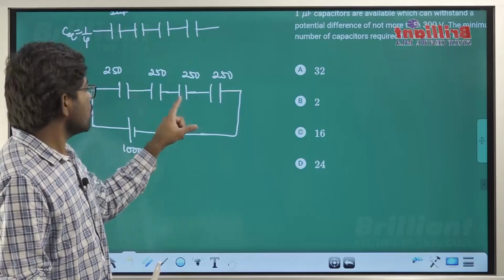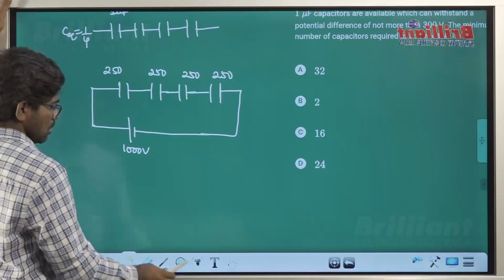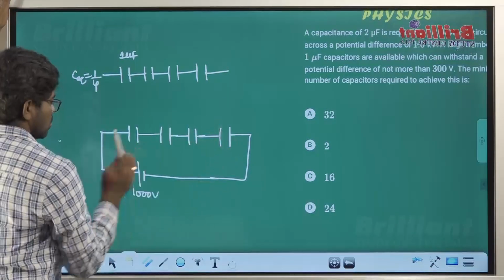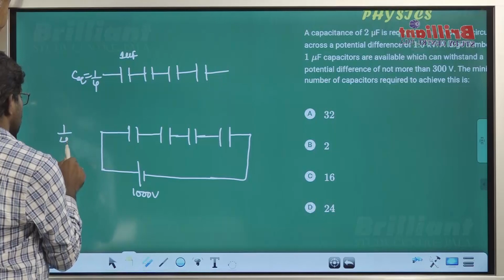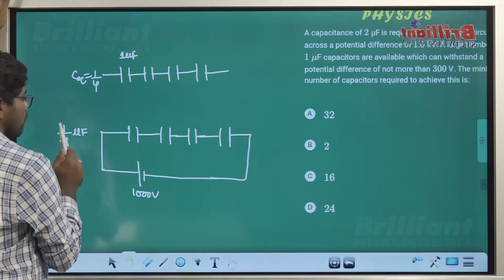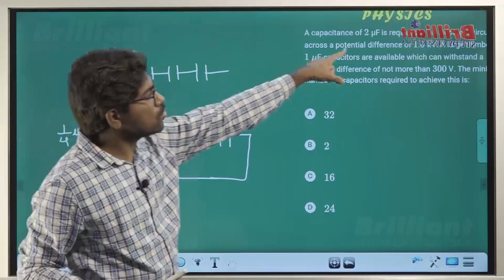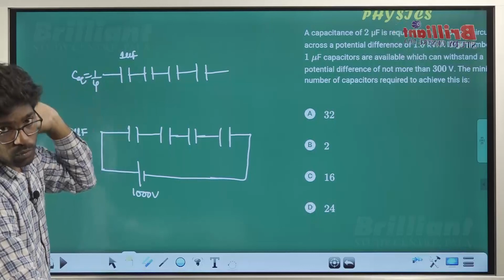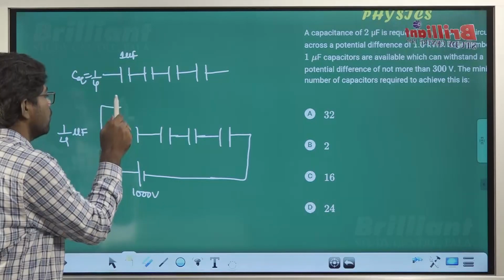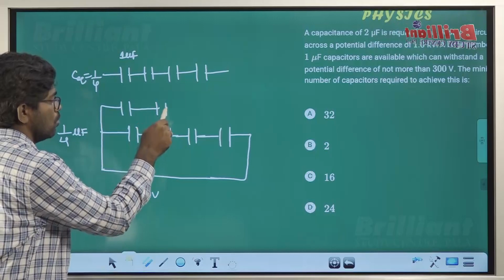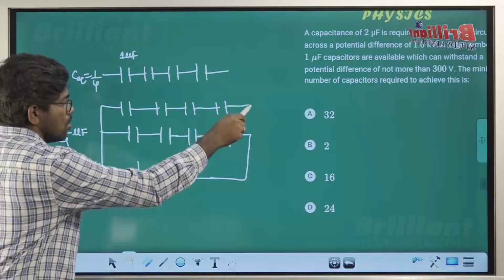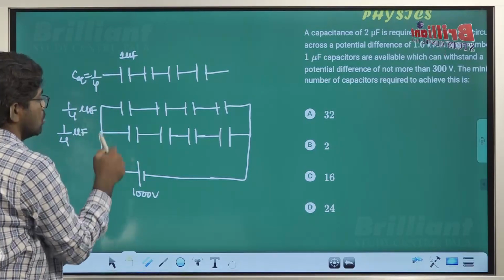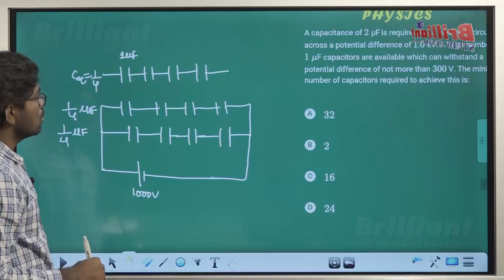Understand? So 4 capacitors you are keeping like this. Now what do you do? So 4 you are keeping. If you keep 4 like this, how much capacitance you are going to get? You are going to get only 1/4 microfarad, but they are asking you to achieve how much? 2 microfarad. 1/4 is also not sufficient for us. We have to make it 2. How to make it 2? Keep one more row. How much will this also give? This will also give 1/4. Total how much? 1/2. Right?